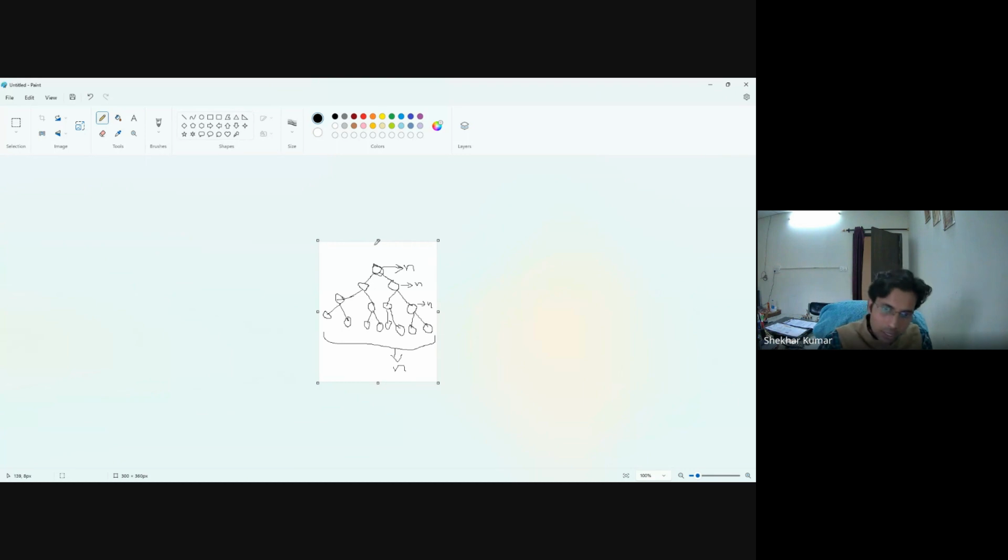In every iteration, it will take n time, and the maximum height of the tree will be log of n. Okay, the height of the tree is log n, and every level is taking n time. So the total complexity will be n into log n.